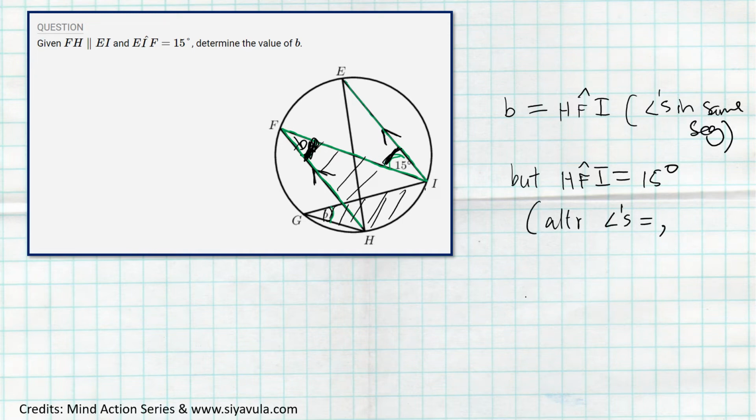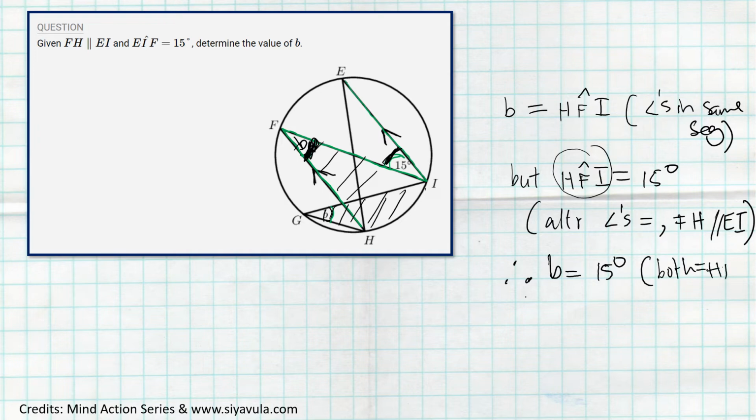Are equal, and we have to give them the lines that are parallel because FH is parallel to EI, right? So that's our reason for that. Then we can deduce that therefore B is also equal to 15 degrees, because both of them are equal to angle HFI, right? So that's basically how you can solve for that using this theorem number 4 and also incorporating the geometric basics that we did in lesson 1.